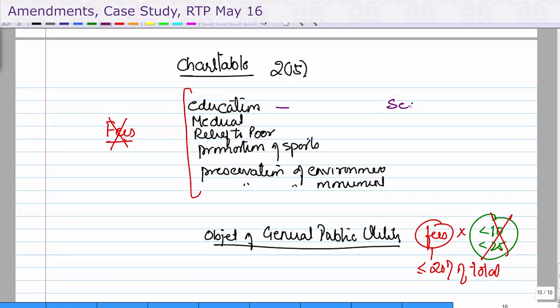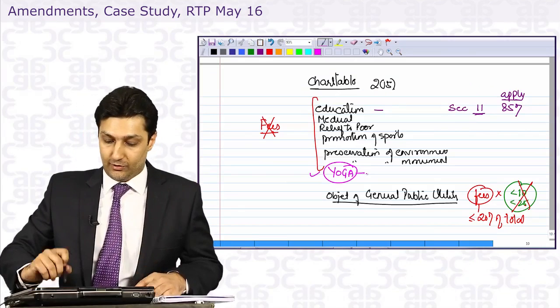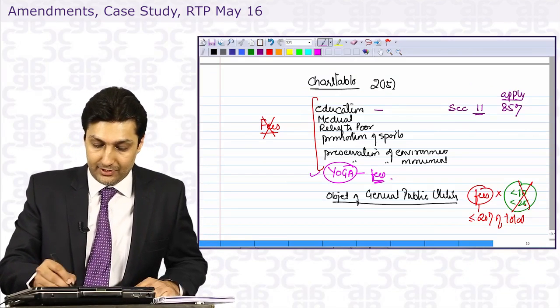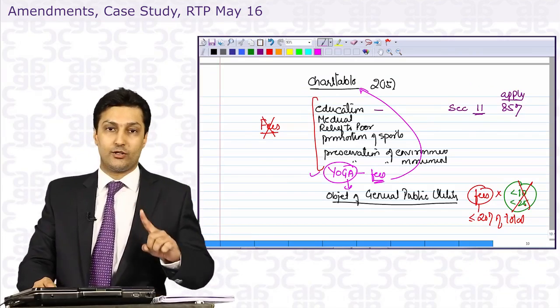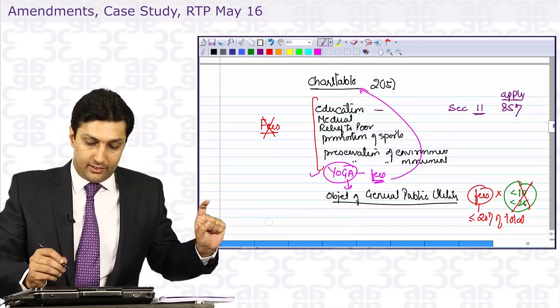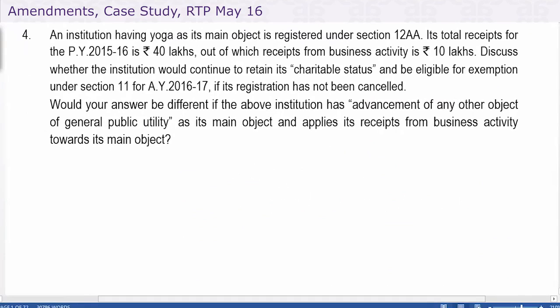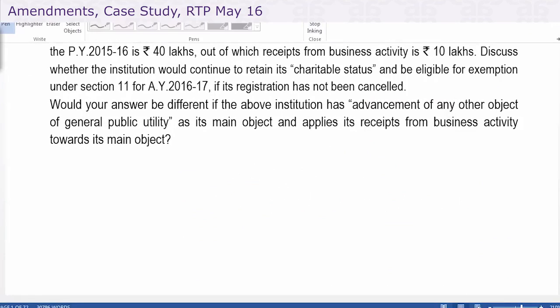of course, they fulfill conditions of section 11, that is, they apply 85%. Now we've added yoga this time, but yoga has been added separately, please remember. So you have a lot of people teaching yoga and charging fees. Now that will still remain charitable because yoga is not covered in the residuary clause. Yoga is covered separately. If you go and check the RTP, so this is question number 4, children, of the RTP. Do it with me. These are points which I believe can be asked in the paper.